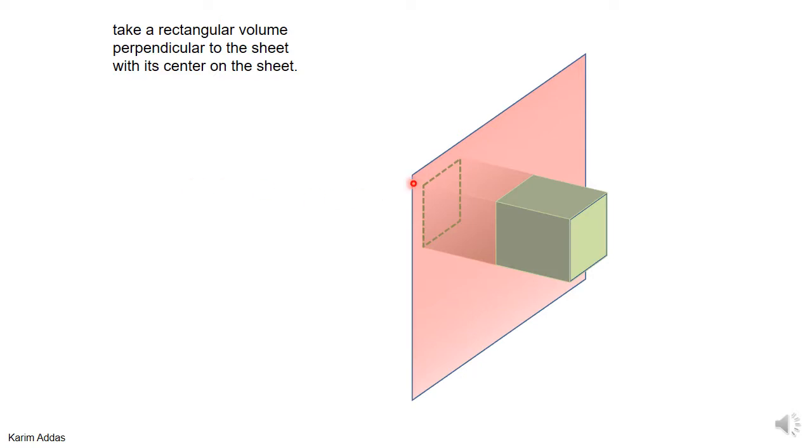So let's take a rectangular volume like this, and it's equidistant on either side. This side is the same distance as this side, and this is the part on the other side of the sheet. That's why you can't see it clearly. Imagine the sheet is transparent so you can see the part that's behind.